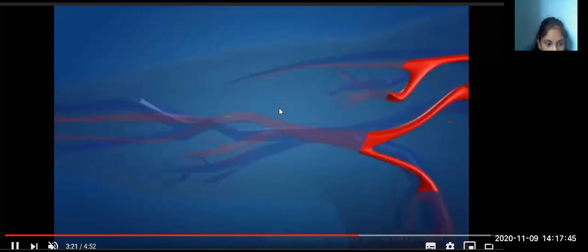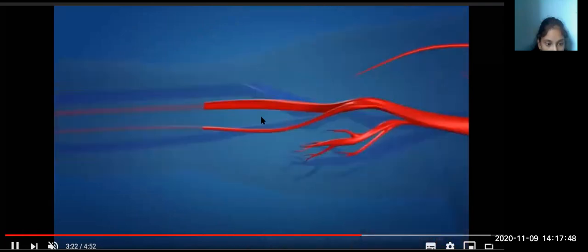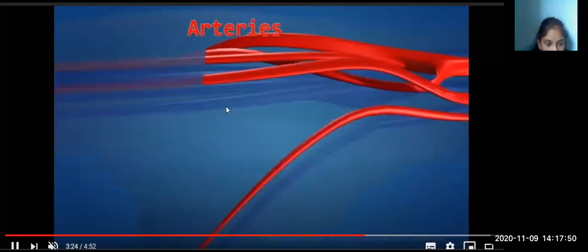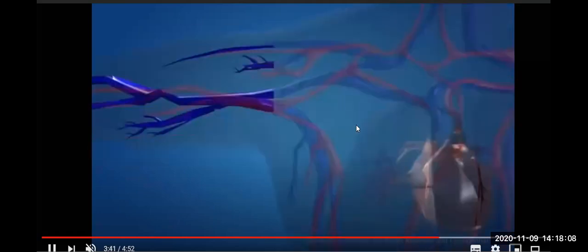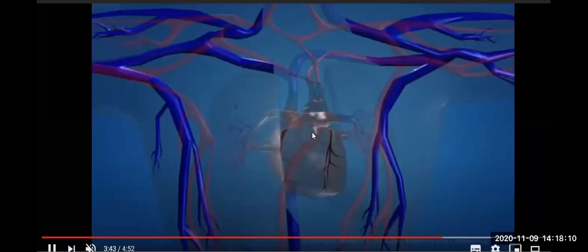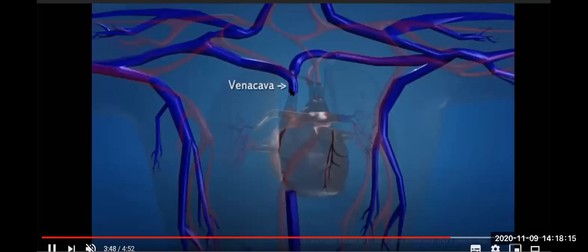Now, from the aorta it goes to arteries. Artery is aorta, remember like this. It goes to capillaries, then here the exchange takes place. The oxygen is used and carbon dioxide is released. Then the deoxygenated blood goes to veins, got it? Veins. Then it comes back to the heart through an opening. This opening is called the vena cava. This is called the vena cava.